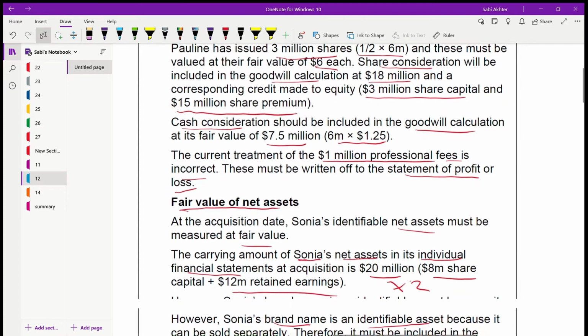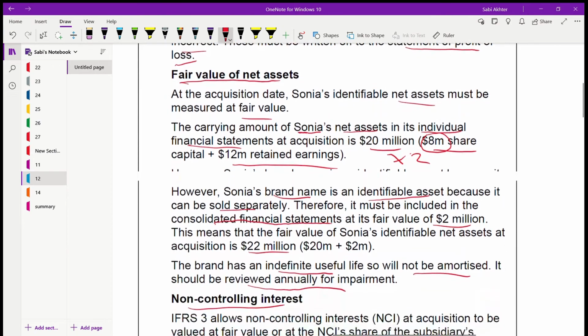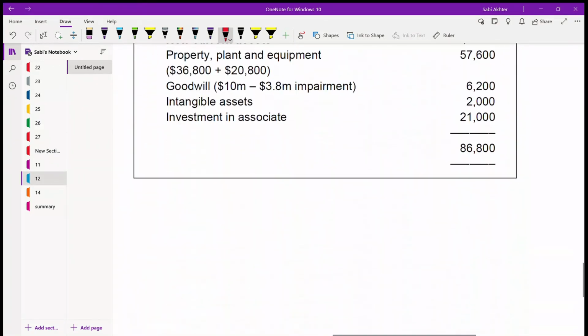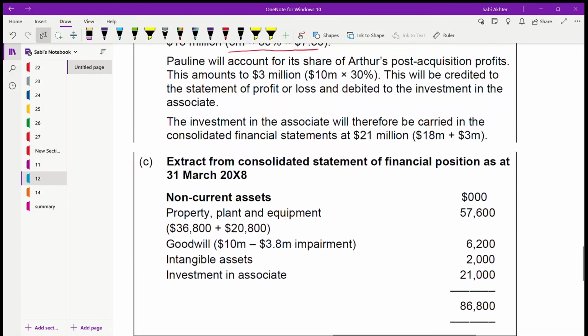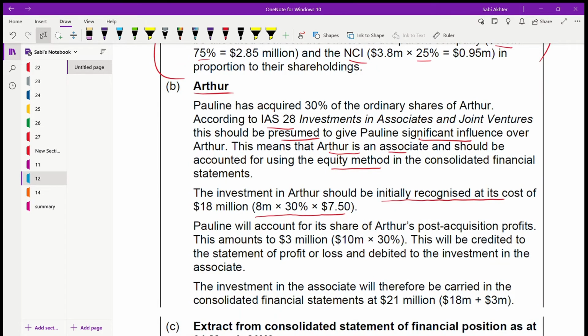I'm just finding out that 8 million. So that 8 million shares only, you have to take from the statement of financial position of Akther. That 8 million you have to take, which will be 18 million.